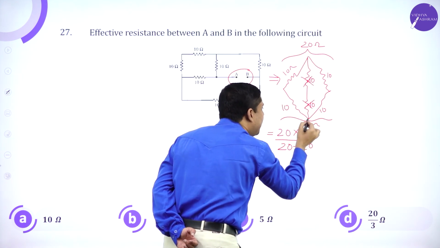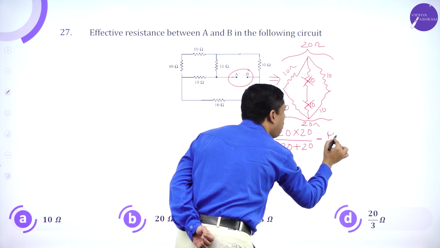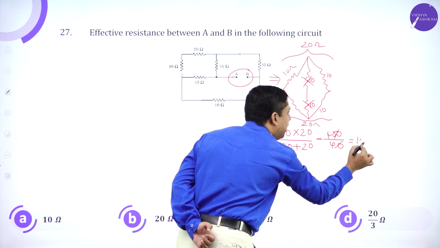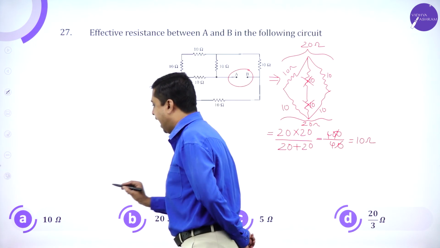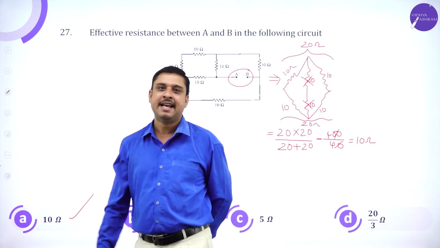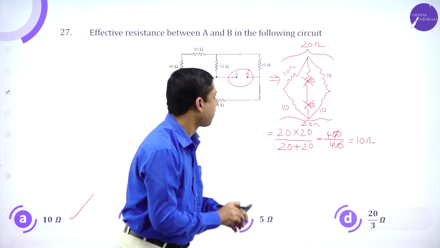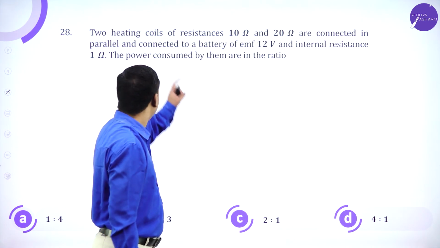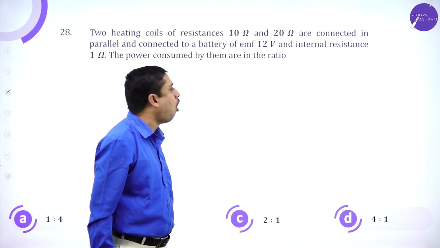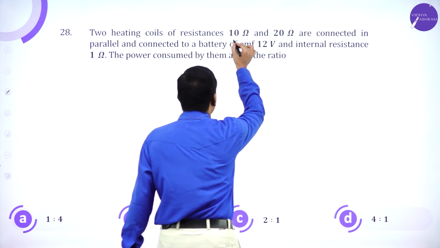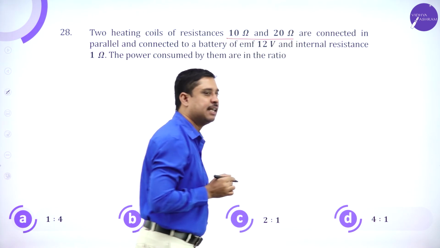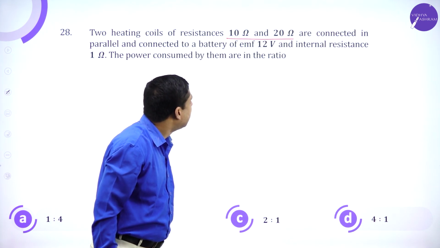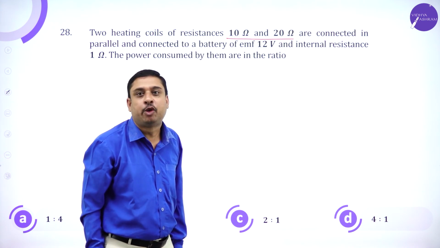So 20 and 20 in parallel. So 400 by 40, which is nothing but 10 ohms. So the effective resistance here is 10 ohms. Next one. Two heating coils of resistances 20 ohms, 10 ohms and 20 ohms.